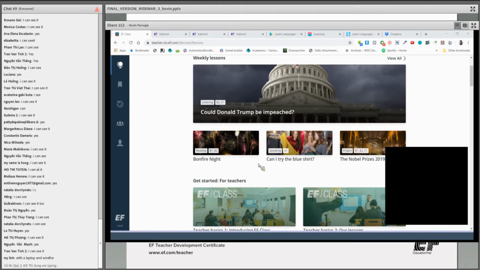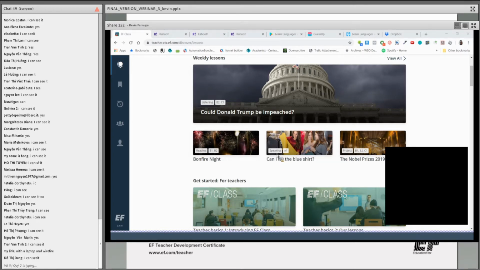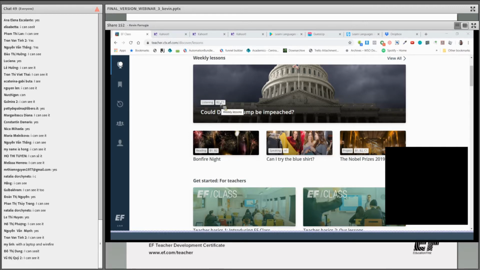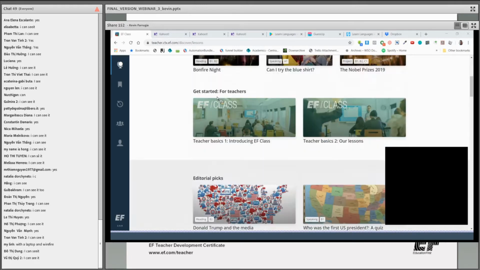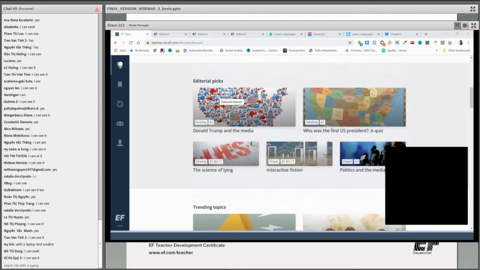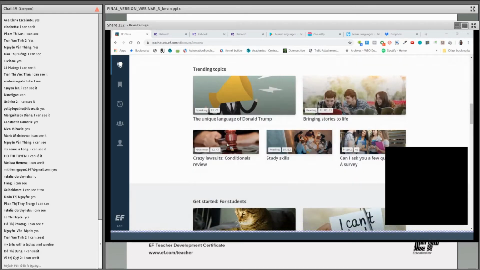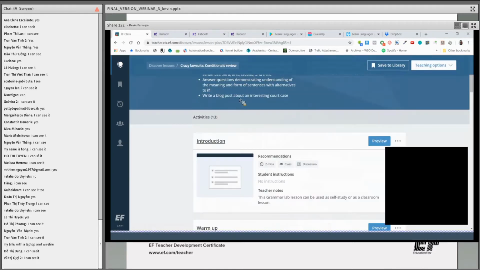There are different lessons. Bonfire night focuses on reading, others focus on speaking, and at different levels. So there's a B2 lesson, a C1 lesson. It's for higher level students, intermediate students with the reading. And there are also editorial picks and trending topics. Let's just open one to give you an example.